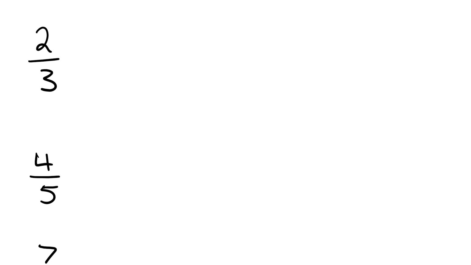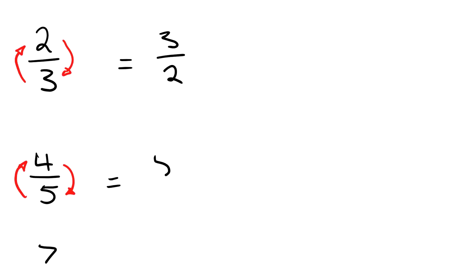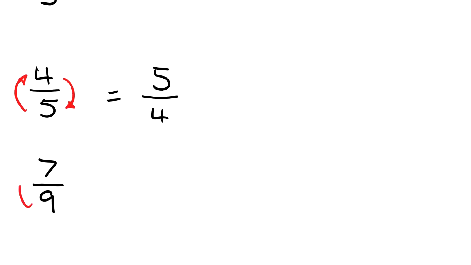I'm going to go through a couple of fractions here and then find the reciprocals of these. All we do is swap these positions. So the reciprocal of 2/3 is 3/2. Again, with 4/5, we swap their positions, so we get 5/4. And then lastly with this one, same thing. Draw your arrows to show what's going on. And we're saying that the reciprocal is 9/7.